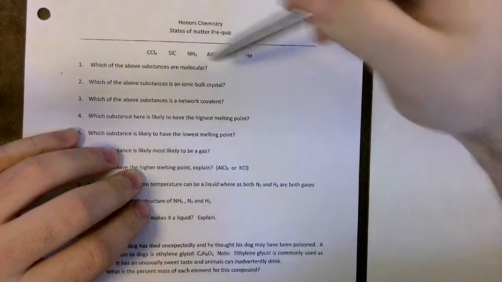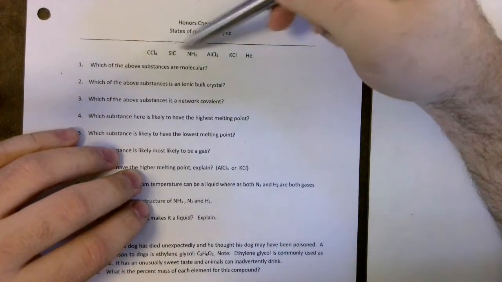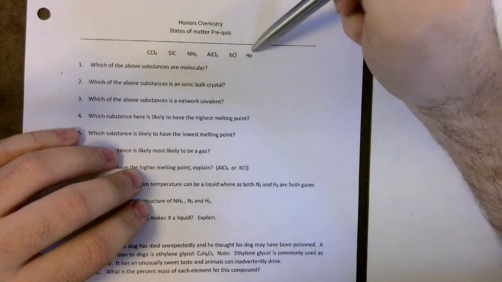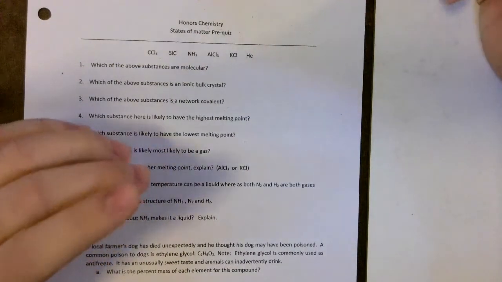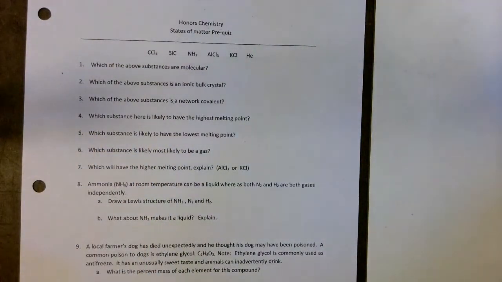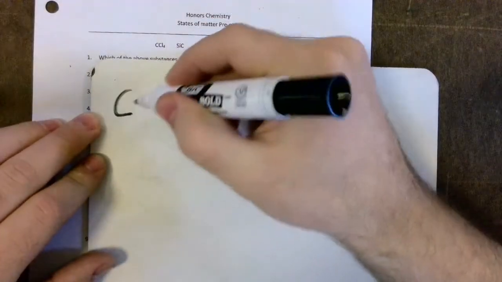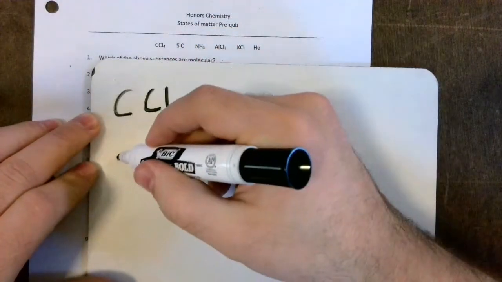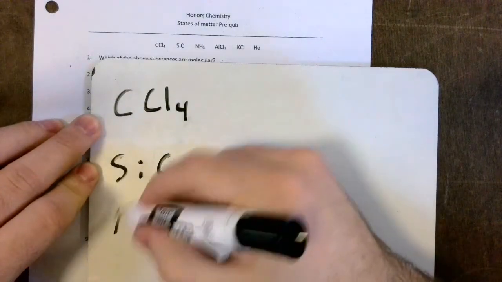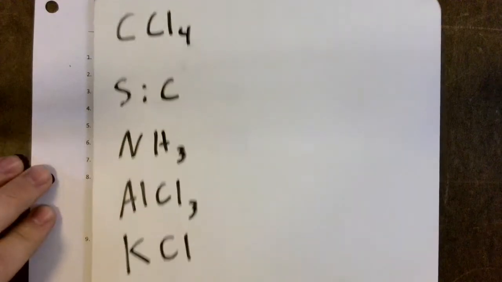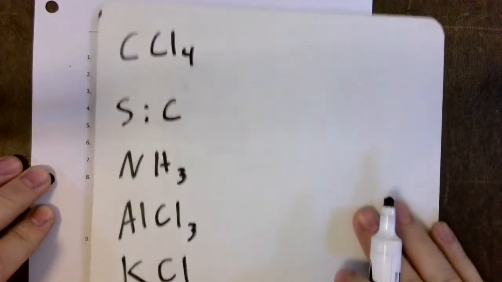This is all about how these solids are going to have different intermolecular forces and how we can figure out what their properties are going to be based on that. So first off, let's figure out what the different intermolecular forces are in these solids. Let's write these down. I've got CCl4, SiC, NH3, AlCl3, KCl, and He. These are all of these different materials.